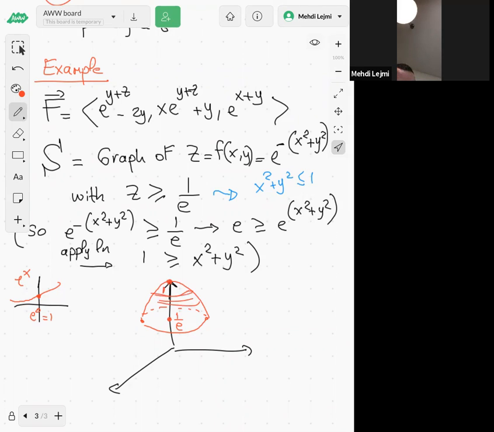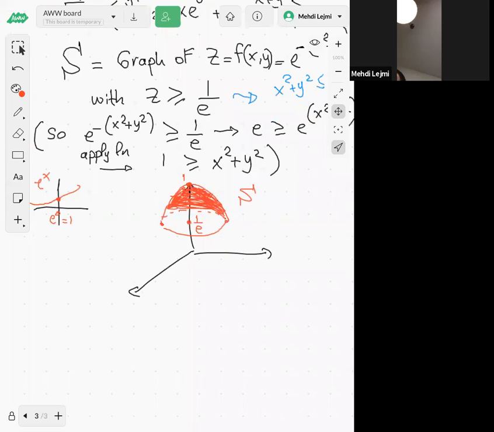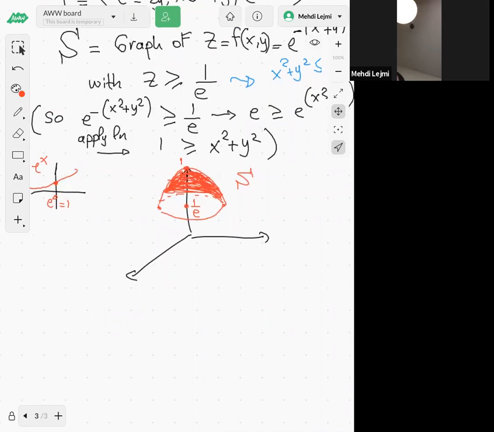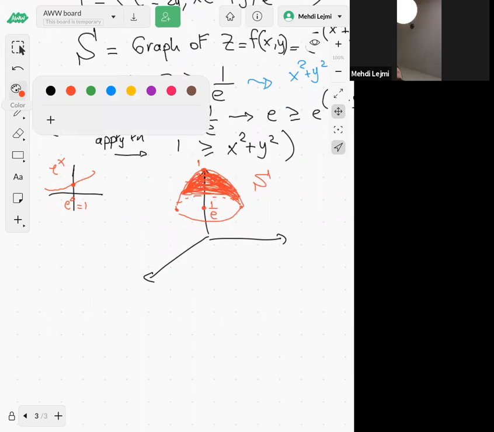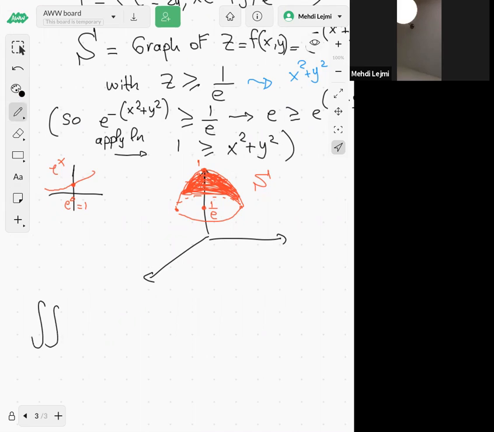And so here's my surface S. This is 1. Okay, this is my surface S. Anyway, so this is my F, this is my S. So if you want to compute the left side of Stokes' theorem, the curl of F over the surface S, let's try to evaluate this.